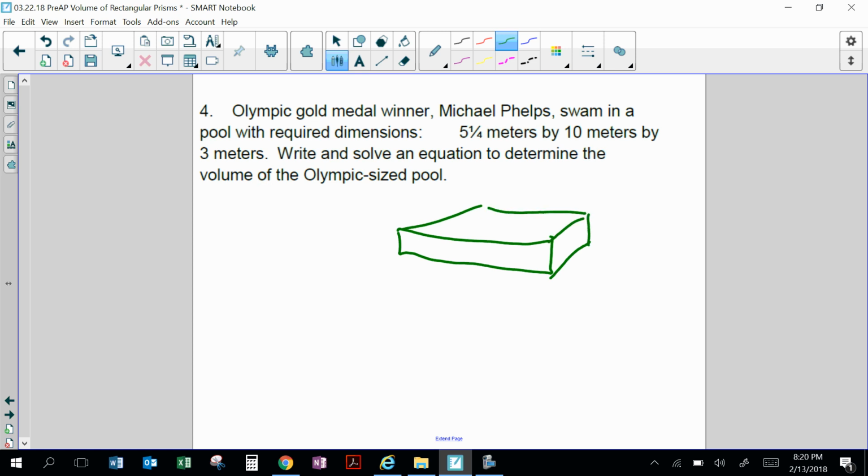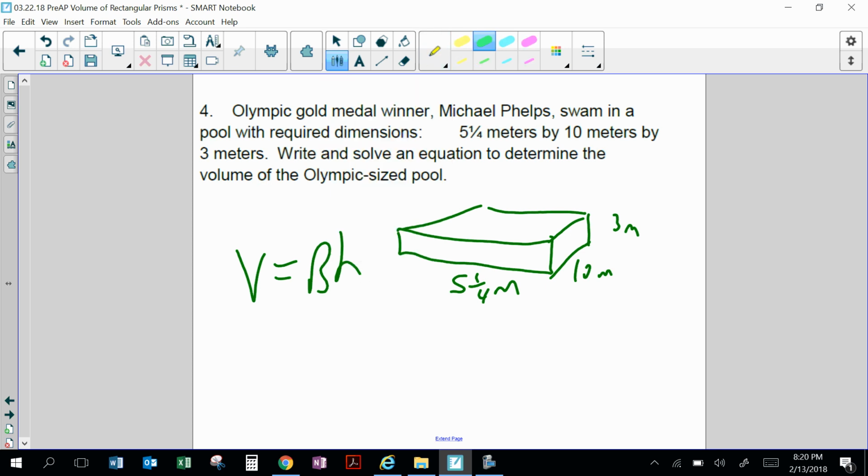Here's a pool. A swimming pool with required dimensions: 5 1/4 meters by 10 meters and 3 meters. Write and solve an equation to determine the volume of this Olympic-sized pool. Volume equals capital B times H. Even though it doesn't say, I'm going to highlight the base myself, which is a rectangle, and the height is 3.